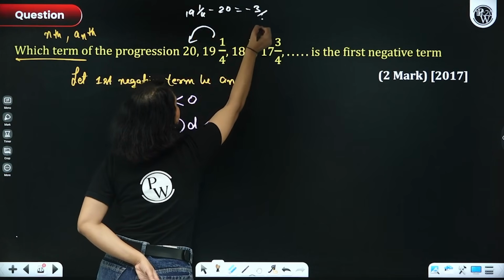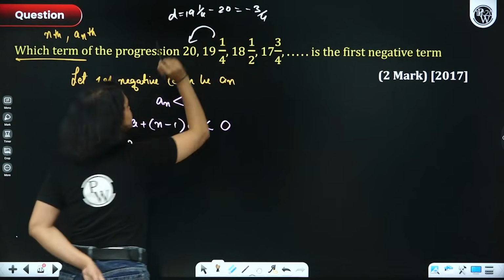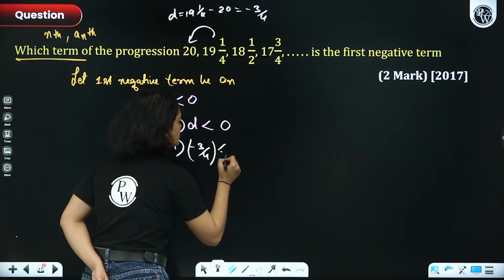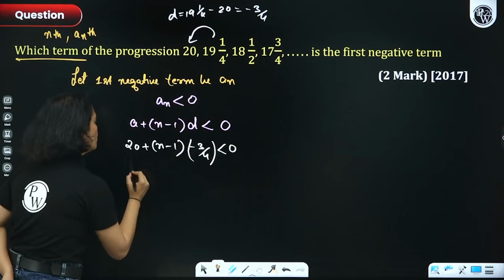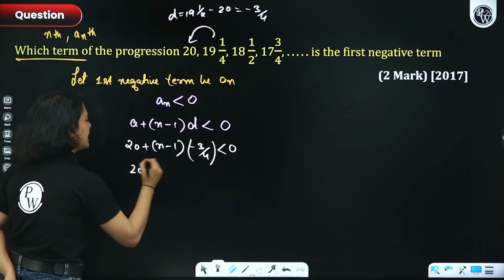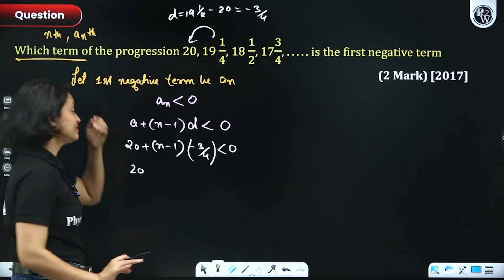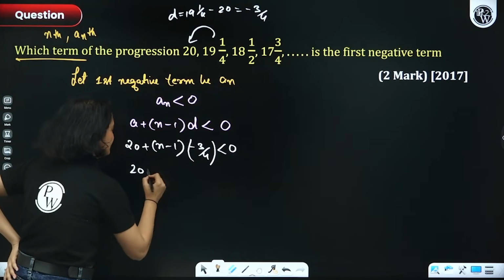Minus 3 by 4. This is d. Okay, everyone? So minus 3 by 4 is less than 0. Okay, so now how can I rewrite it? I can rewrite it like this.